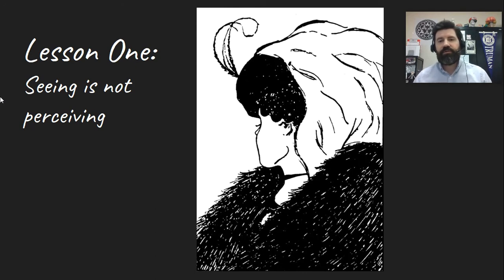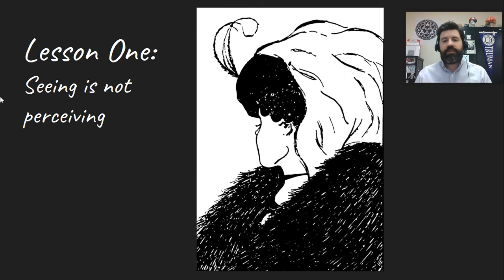I want you to take a look at this image that I have on the screen. Now, what we see is literally what is bouncing off the screen and going into your eyes and being sent to your brain. That's what we see. It's the stimulation of neurons from outside sources. What we perceive is how our brain makes sense of that information.